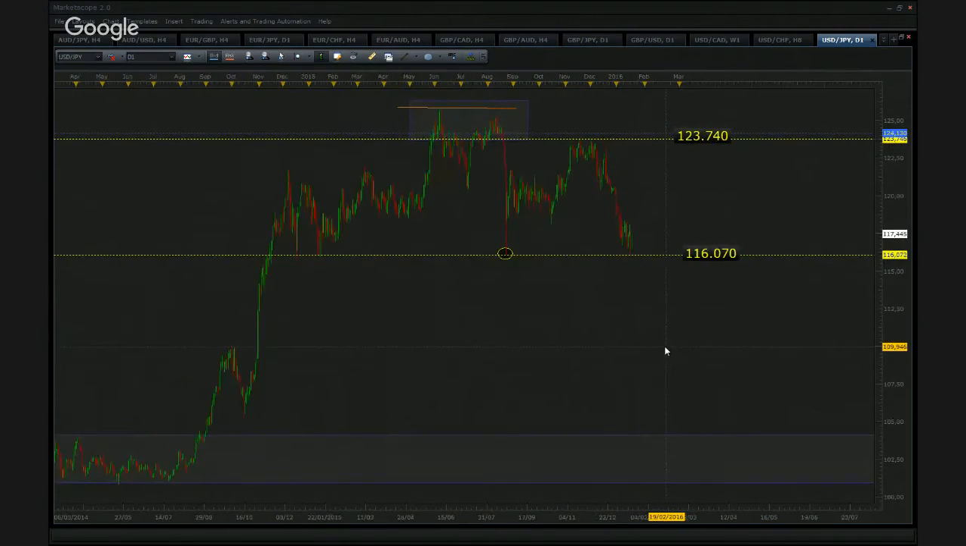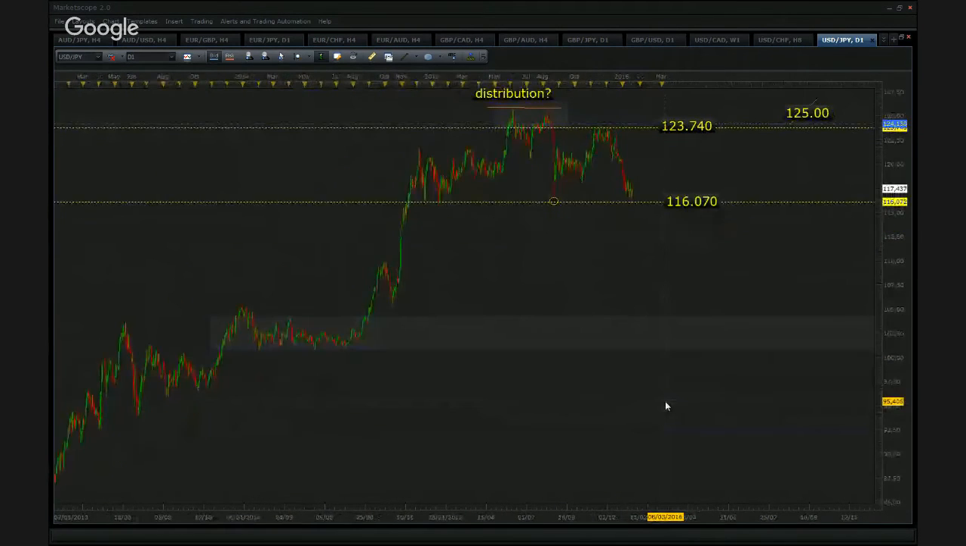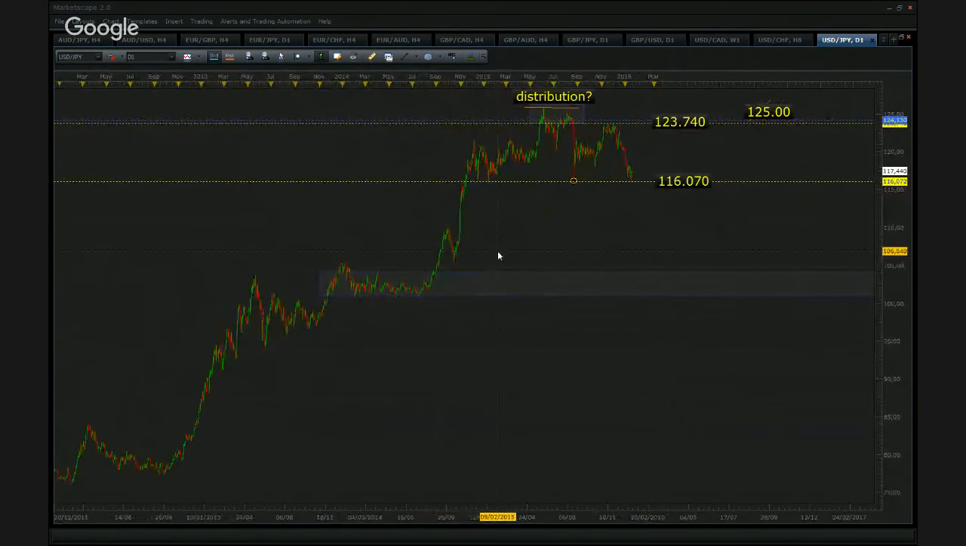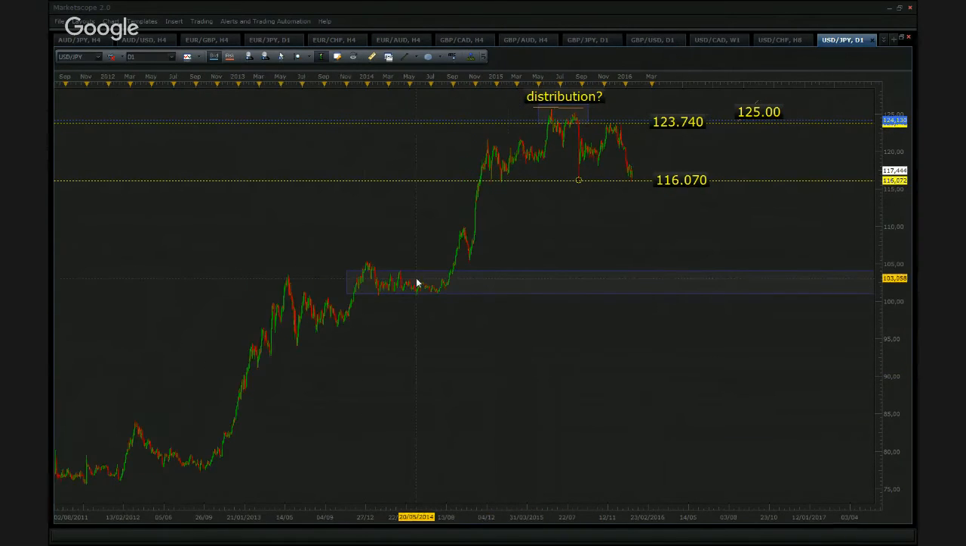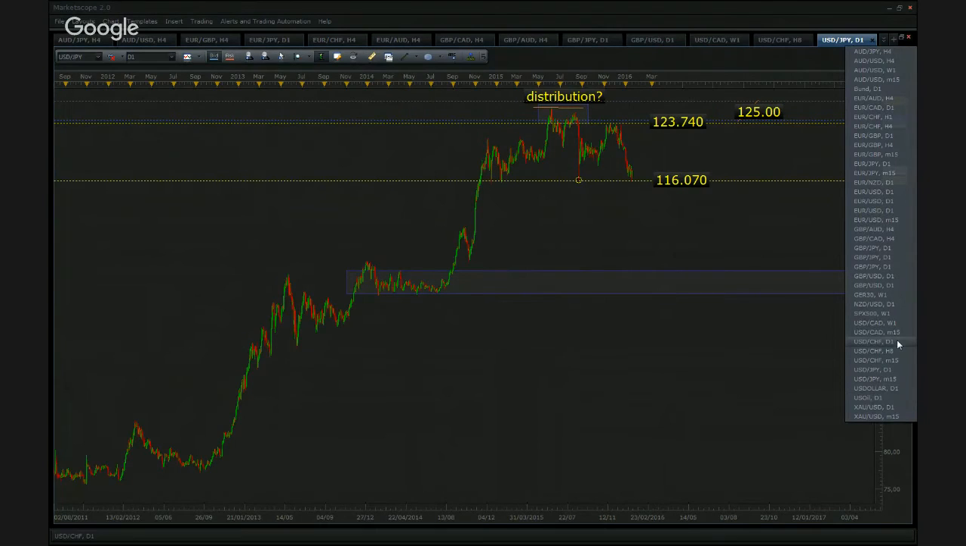So basically that, and the targets for dollar yen, this area is a nice target for a pullback. 110, 105. Nice floor levels of accumulation. So I'm gonna go back with the dollar CAD, dollar yen. Let's look at dollar Swiss.